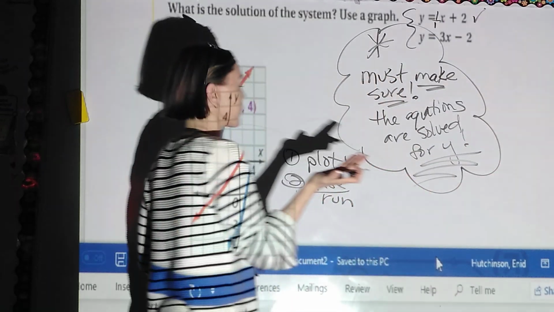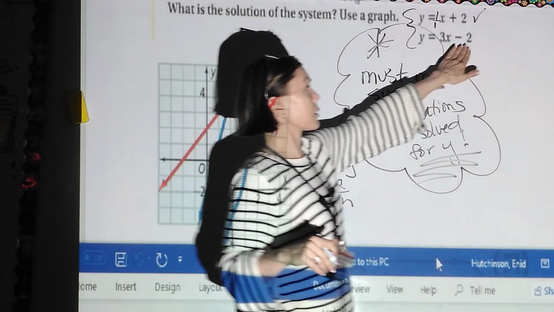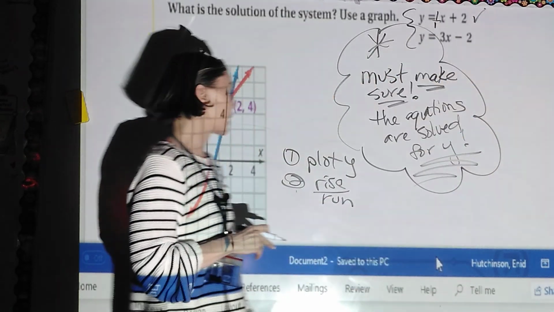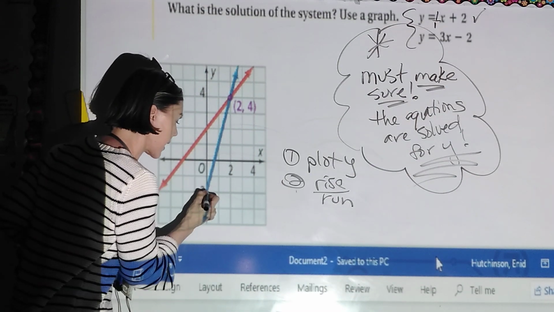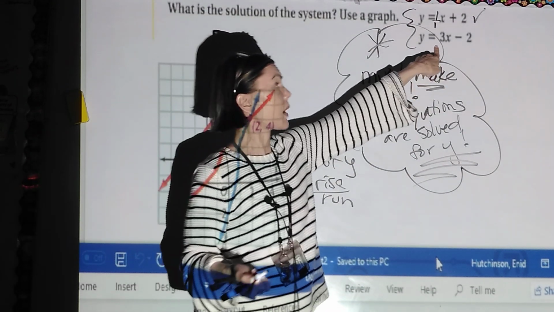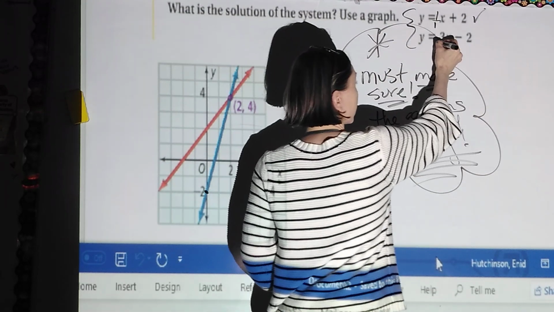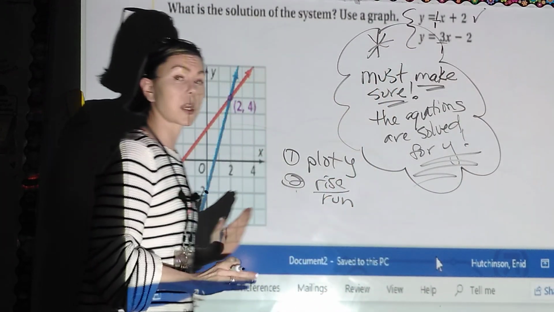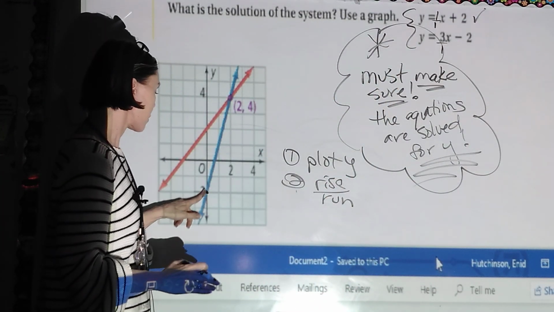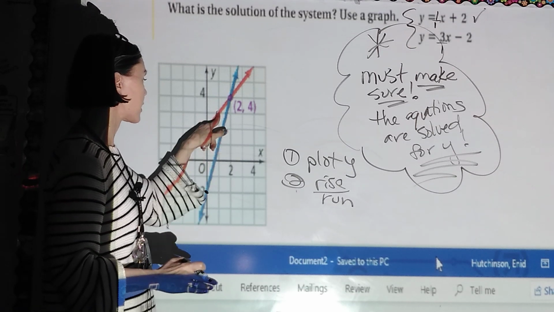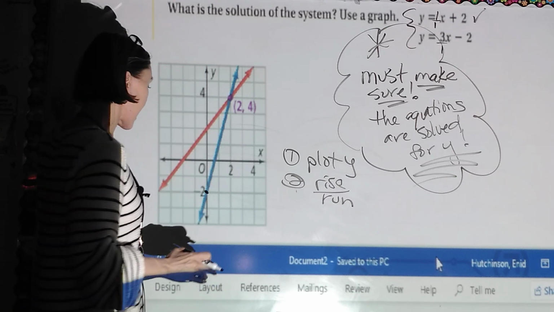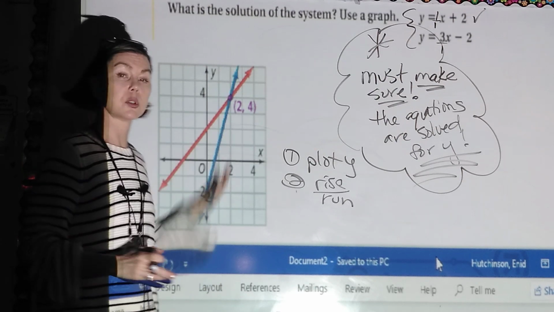Now let's graph the blue line. We plot the y-intercept, which is at negative 2. This is also a positive slope, 3 over 1, so we go up 3 over 1 from this point, up 3 over 1 again, put the dot, connect the dots, and you have just drawn the blue line.